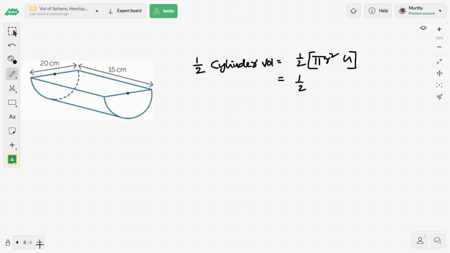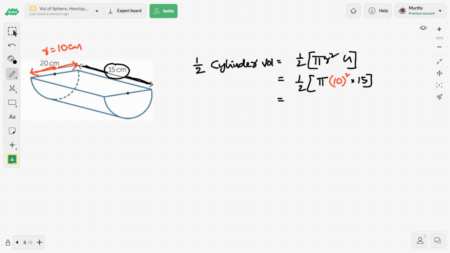So half of pi, and what is the radius? Again I see that the number is 20, which is the diameter. So the radius is going to be half of 20, therefore it is going to be 10. Please always check whether the radius or the diameter is given. And next, instead of height, assume that if you make this figure stand, then this width becomes the height, therefore times 15.